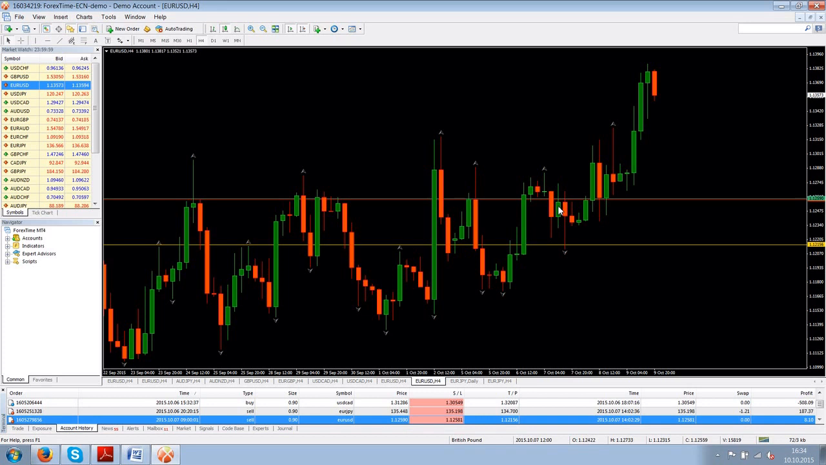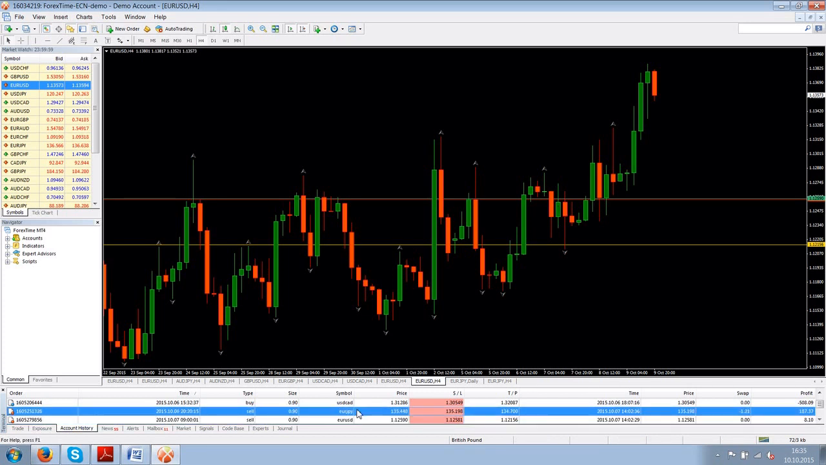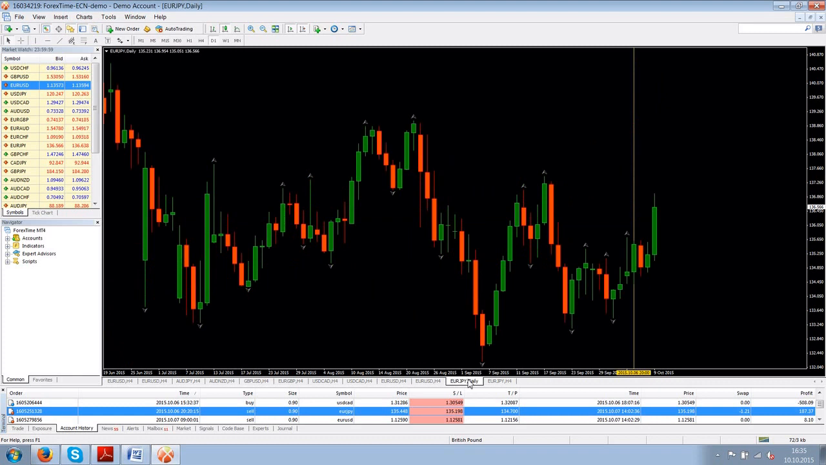Again, this stuff happens in Forex. Now, let's go to the Euro Yen pair. Euro Yen pair on the daily time frame. So this trade was placed on the 6th of this month, October. This is the daily time frame. One candle represents 1 day. Let's go to the 4-hour time frame.